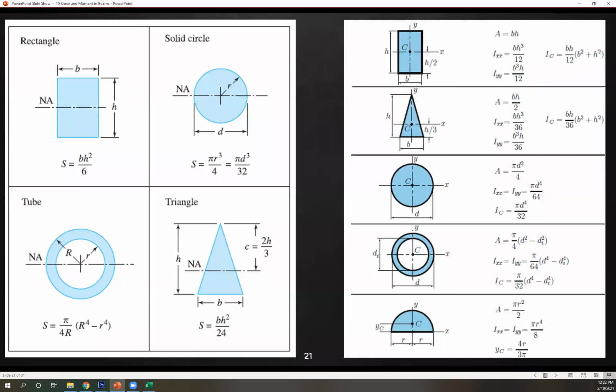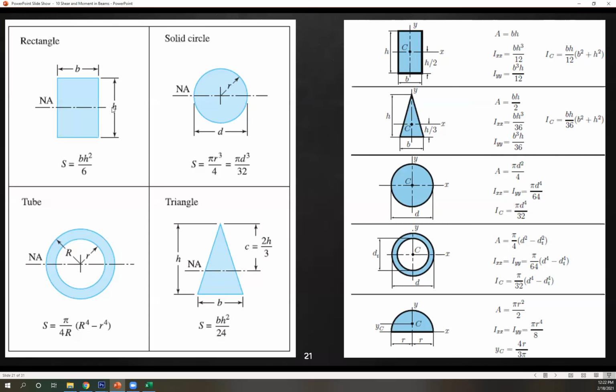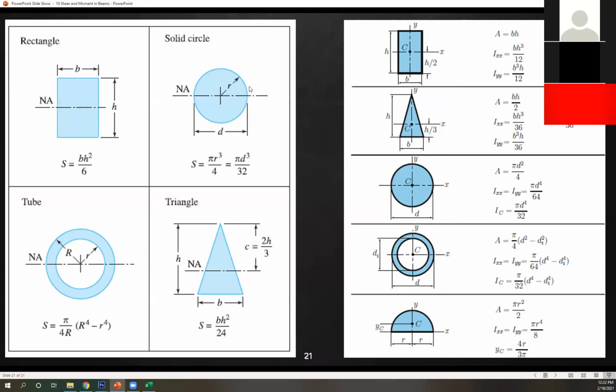Here are some common shapes and their section modulus and moment of inertia. So for a rectangle, solid circle, tube, and triangle, these are your section modulus. For the rectangle, it's bh squared over 6, where b is your base, h is your height. And as you can see, noted are your neutral axis. So for a rectangle, the c in this equation is just h over 2. This is your extreme fiber. This is your extreme fiber. The distance of that from the neutral axis is h over 2, or just half your height. And same thing with the others. The neutral axes are shown.